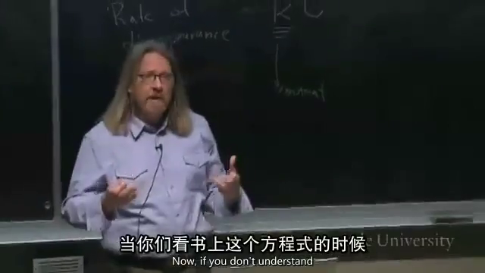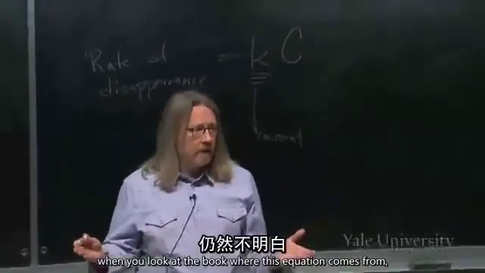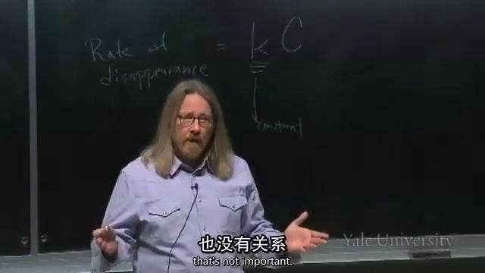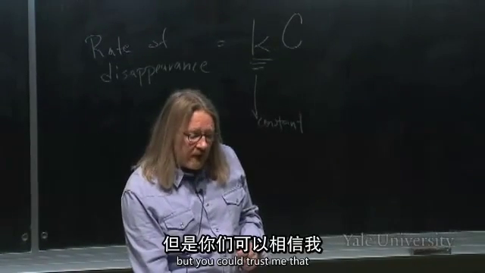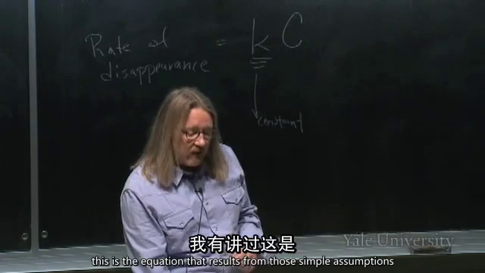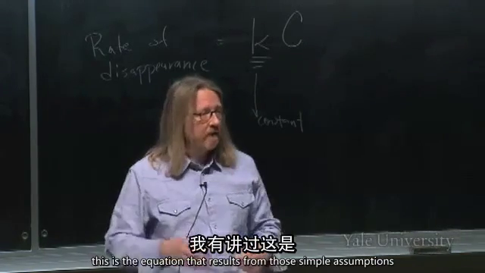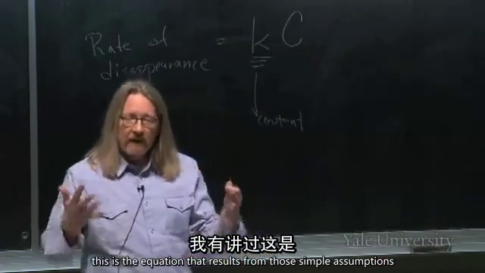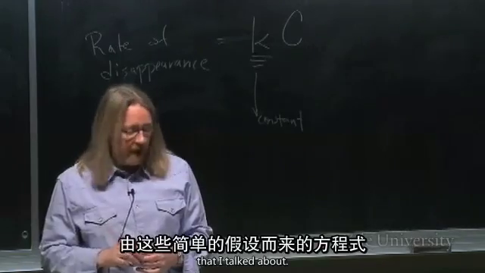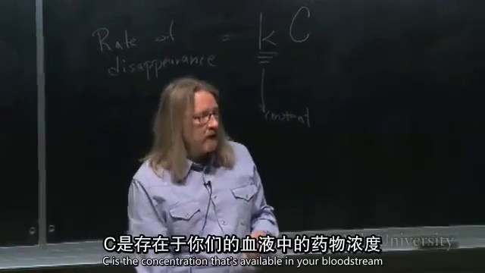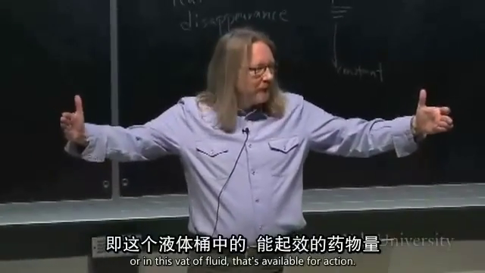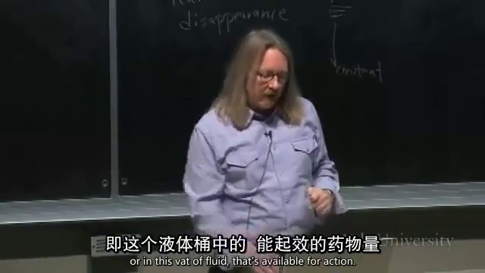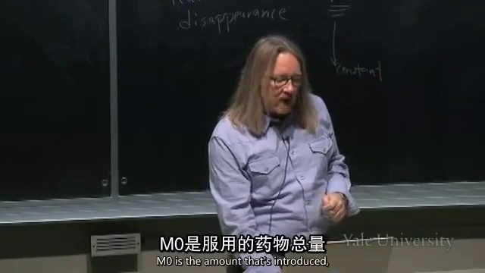Now, if you don't understand when you look at the book where this equation comes from, that's not important. Some of you will and some of you won't. But you could trust me that this is the equation that results from those simple assumptions that I talked about. So C is the concentration that's available in your bloodstream or in this vat of fluid that's available for action. And M0 is the amount that's introduced.